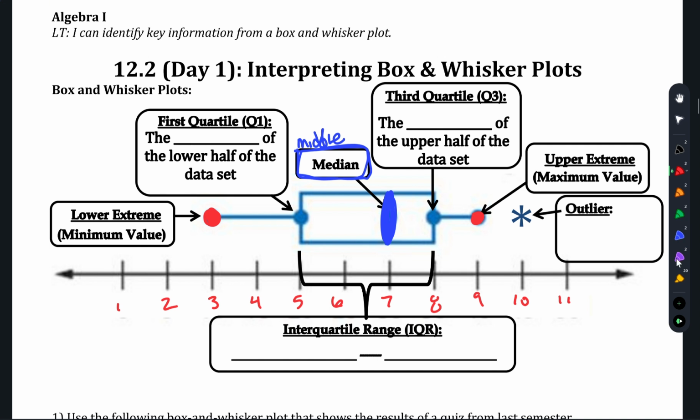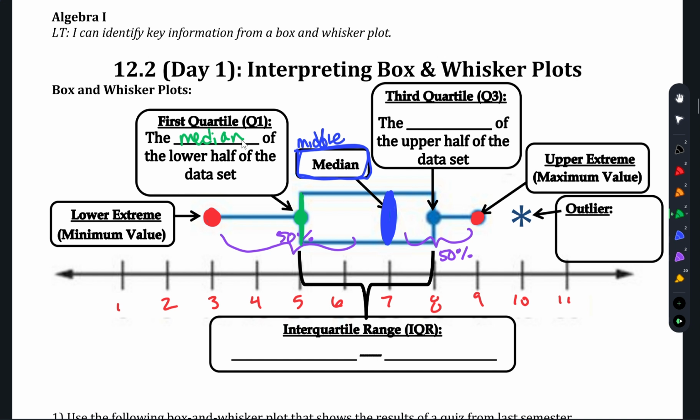Then, if I think about my box and whisker plot, I have now split my data into halves. So I have the lower 50% over here, and I have the upper 50% over here. If I look at the lower 50% and I split that in half again, right here, this is the median of the lower 50%. We call it the first quartile. So the lower 50%, we're going to split it in half again to get a first quartile.